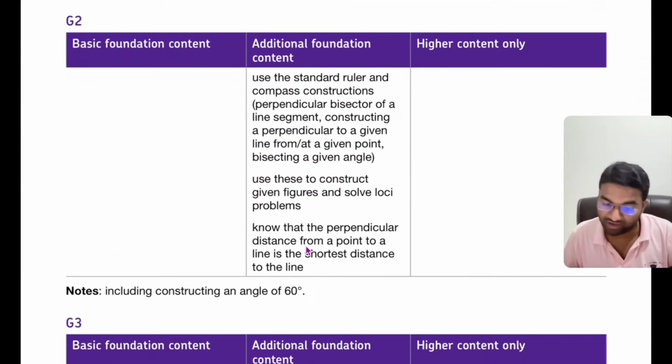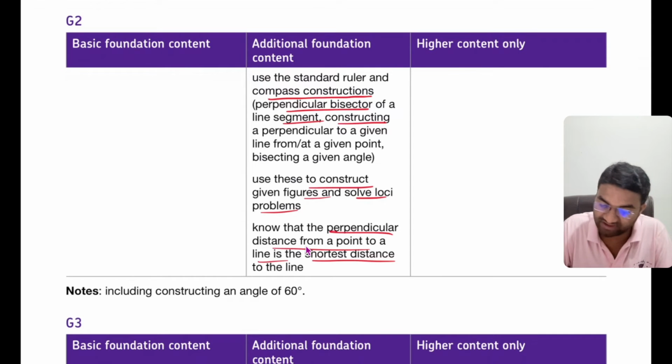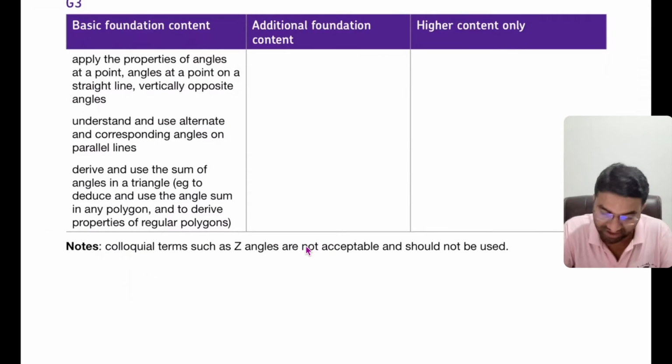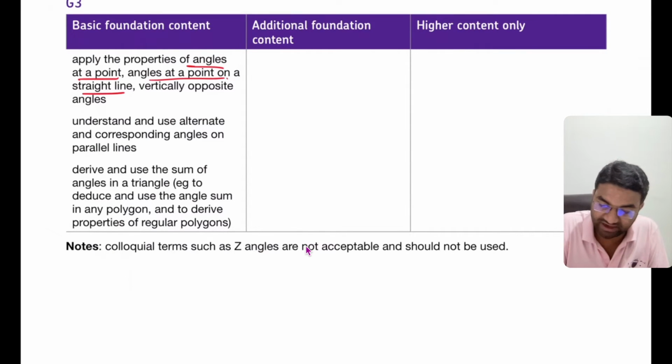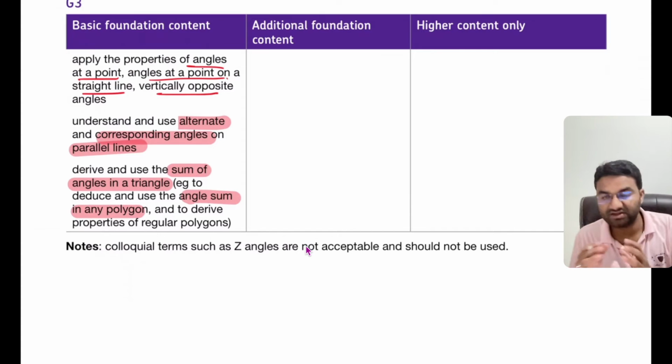All right, so along with that, we have to use the compass to construct perpendicular lines, parallel lines. Okay, so then construct the given figure, solve the loci problems. Then the perpendicular distance from the point to the line is the shortest distance to the line. Okay, then apply all these properties of angle at a point on a straight line, vertically opposite angles. Then we have to understand the alternate and corresponding angles for parallel lines. Fine, so sum of angles in the triangle and other polygons as well. We have to understand the interior angles of a polygon, exterior angles of a polygon.